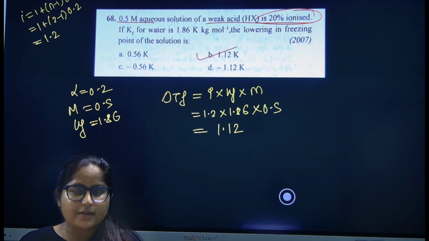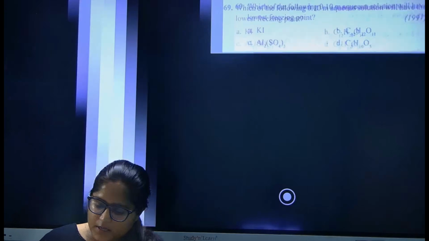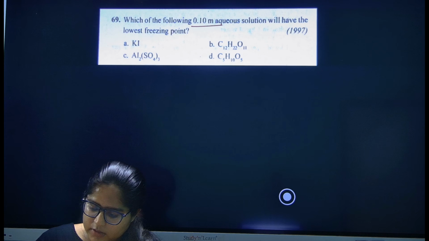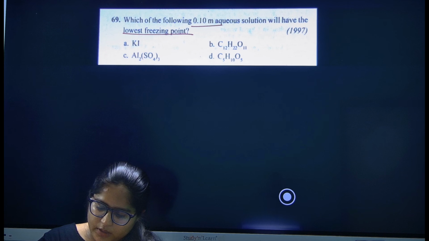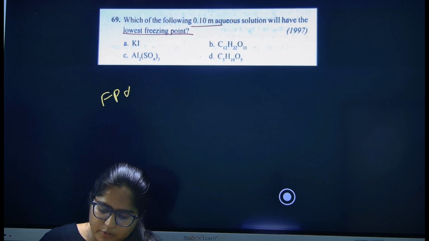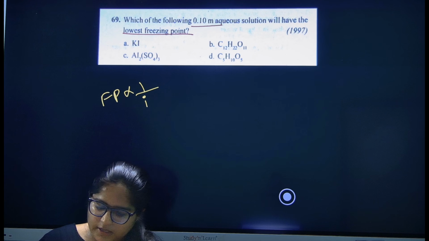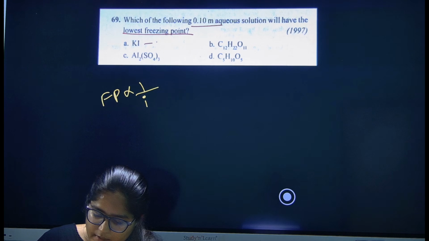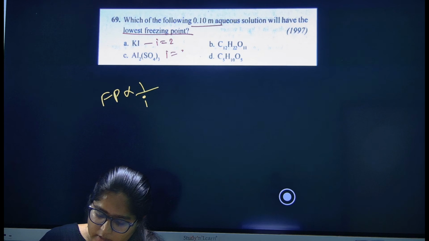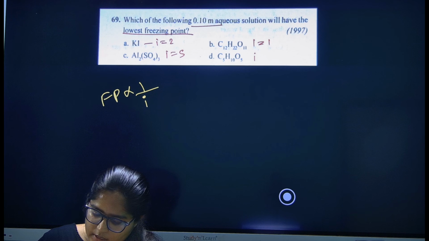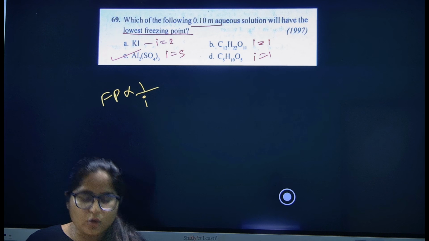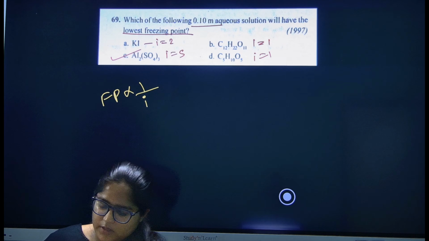Okay, so we are proceeding towards the climax. So question number 69, which of the following 0.1 molar aqueous solutions will have the lowest freezing point? So freezing point, they are asking. Freezing point is inversely proportional to van't Hoff factor i when the concentration is the same, 0.10 for all. So i is 2, i is 5, i is 1, i is 1. So where we have more i, option number C will have the lowest freezing point, inverse relation.